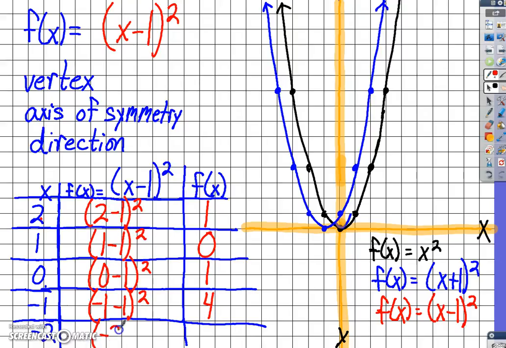And if it's -2, well, -2 minus 1 is -3. -3 squared is 9. So if we look at this, we can see we've got symmetry right there, those two symmetric points. So let's go ahead and plug in our values and see what we get.